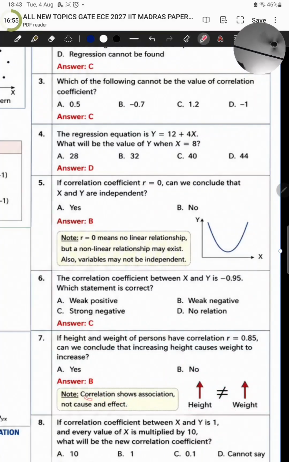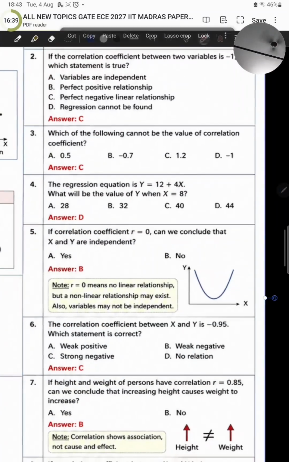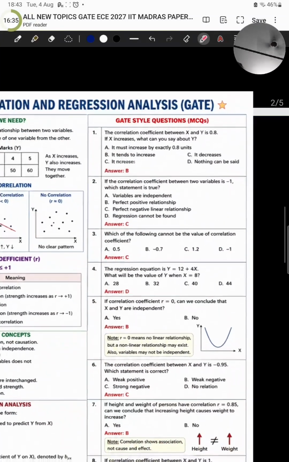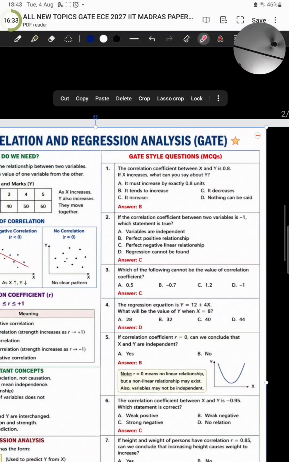So correlation shows association, not cause and effect. Here, option B: can we conclude that increasing height causes weight to increase? We cannot conclude that from here. We can just observe the data and predict with the help of regression.